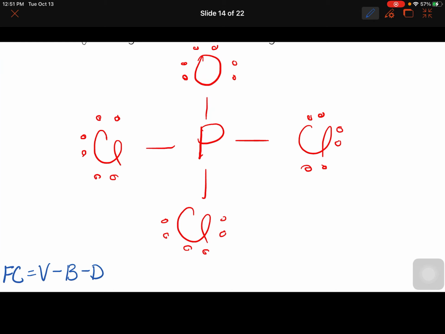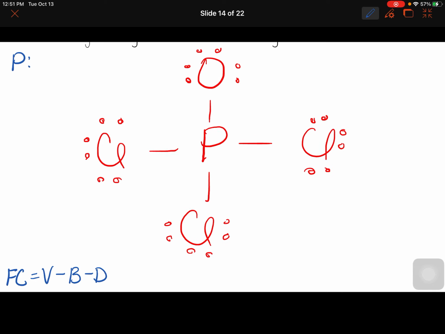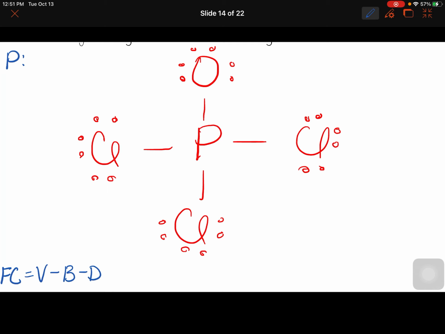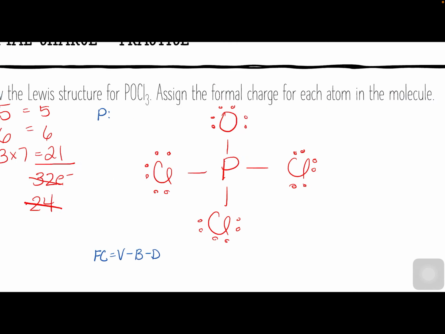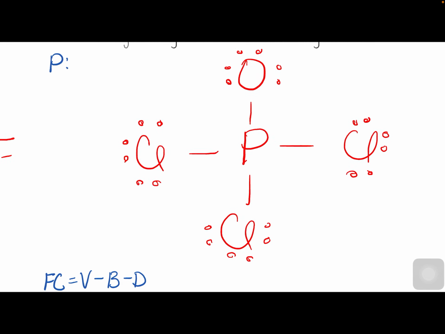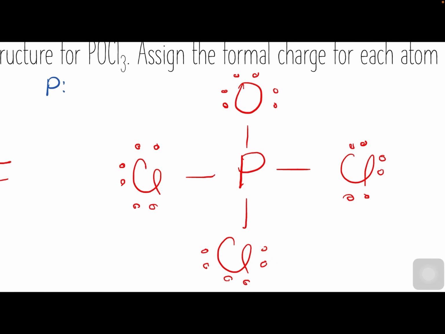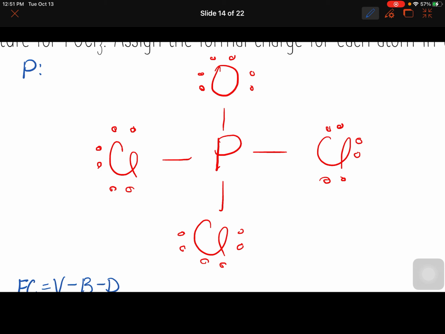Okay, so first I'm going to look at the formal charge of phosphorus. Phosphorus, following that sequence at the bottom here of the calculation, has 5 valence electrons, minus how many bonds? I've got 4 bonds drawn on phosphorus, minus how many dots? I have 0 dots on phosphorus. So the formal charge on phosphorus is +1.